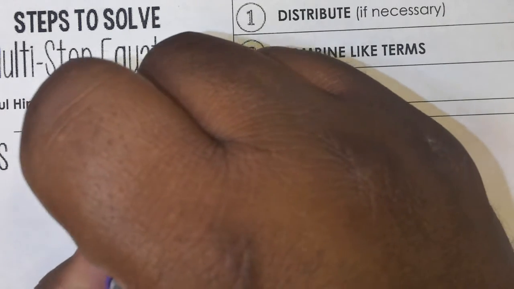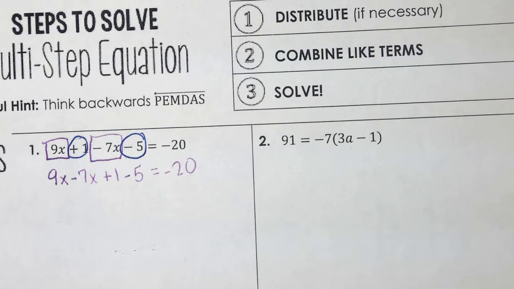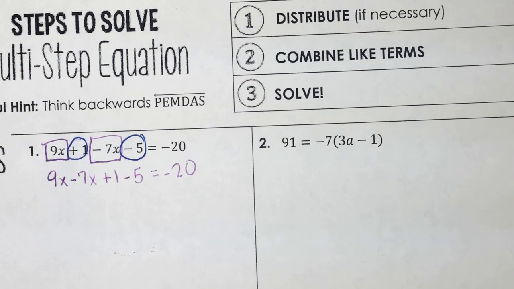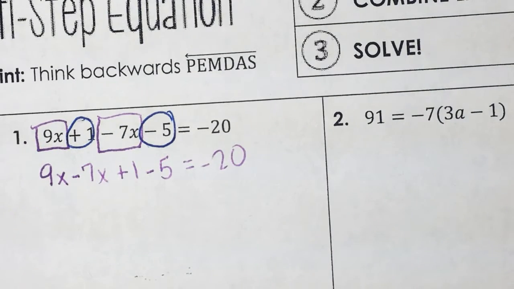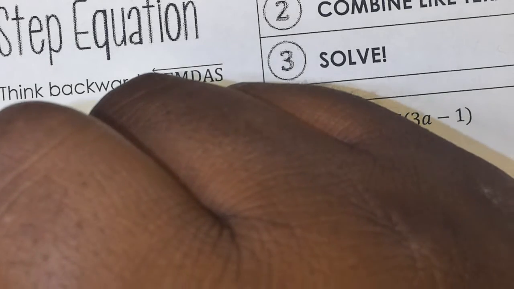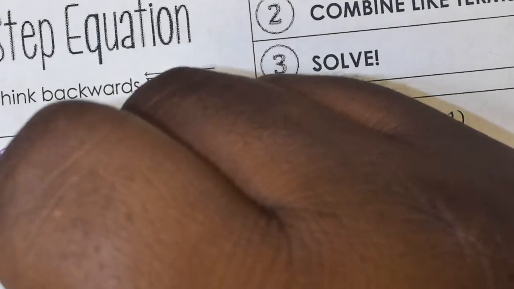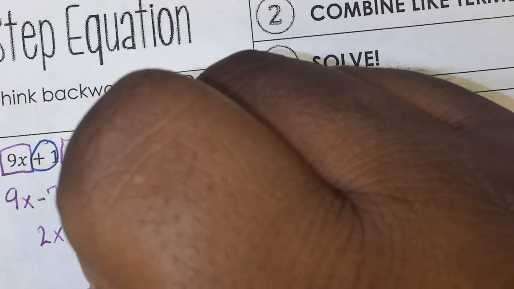But some of y'all need it, because based on what y'all did on that baseline, you need to rewrite first and then combine your like terms. Just based on your performance. So after you regroup your terms, you got 9x minus 7x, which is 2x. 1 minus 5, which is negative 4. And then equals negative 20.